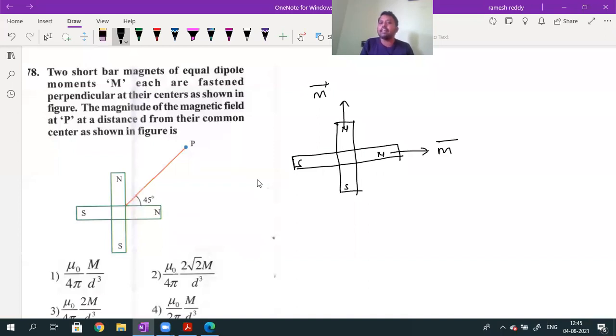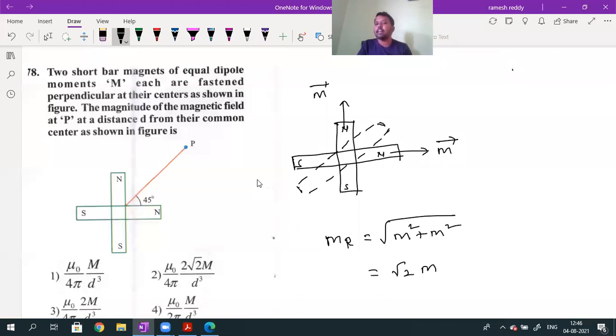These both are perpendicular. When these both are perpendicular, can I calculate the resultant magnetic moment? What is the resultant magnetic moment, MR? Resultant magnetic moment is given by root of M square plus M square, which is root 2 into M. The resultant direction will be like this. The resultant of these two magnetic moments will act like another bar magnet. So this is the resultant direction. By using the parallelogram law, you can find out the resultant direction.